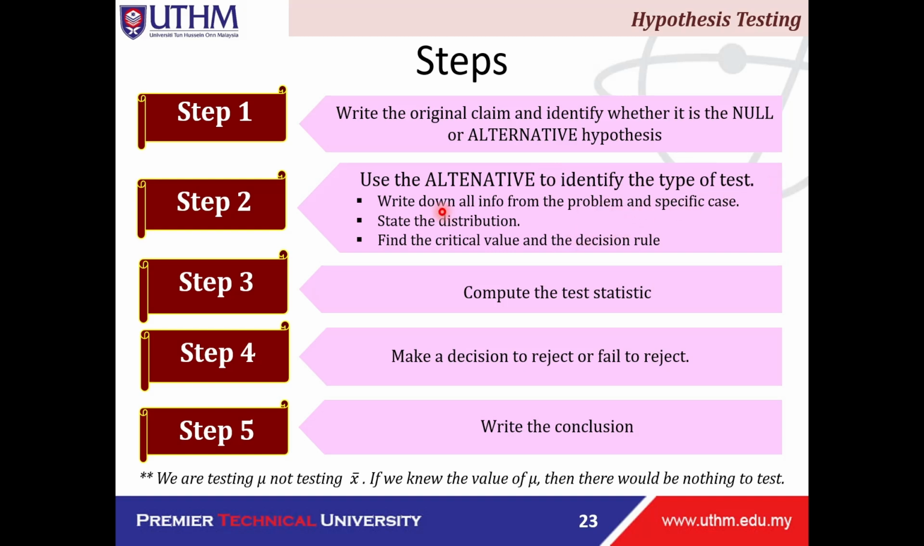Write down all information from the problem and the specific case. State the distribution, either Z or T distribution. Find the critical value, the alpha, based on the confidence level given, and the decision rule: what are the rules so that we can reject or do not reject the null hypothesis.